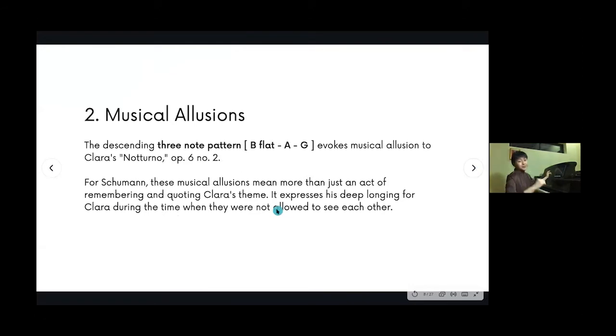And now the second category of what caused this piece of music to be called ambiguous is the musical allusion. I will explain a little bit about this. Now, the descending three-note pattern that you see in the very beginning of the piece, B flat, A, G.